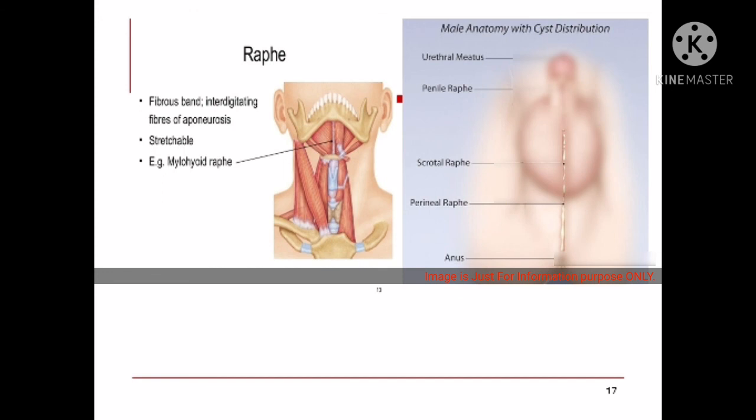In this slide, you can see examples of the raphe regarding the muscle, the mylohyoid raphe at the floor of the oral cavity. On the right side, you can see the penile raphe in the penis, and the scrotal raphe, and it is continued down toward the anus as the perineal raphe.